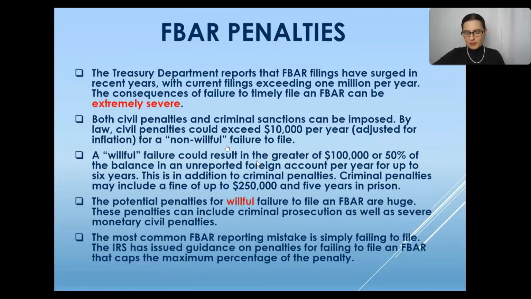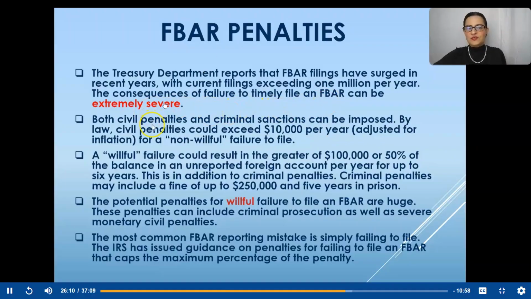We're going to talk about FBAR penalties. The Treasury Department reports that FBAR filings have surged in recent years, with current filings exceeding 1 million per year. The consequences of failure to timely file an FBAR can be extremely severe. Both civil penalties and criminal sanctions can be imposed.